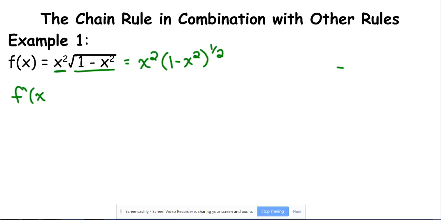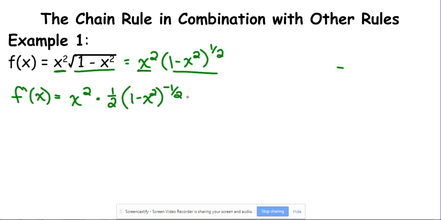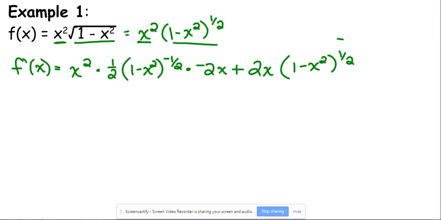So let's take the derivative here. It is the product rule. So first times the derivative of the second. So x squared times the derivative of the second requires the chain rule. Exponent, subtract 1 from the exponent, times the derivative of the inside, negative 2x, plus the derivative of the first, 2x, times the second. Okay, so how would they clean this one up?